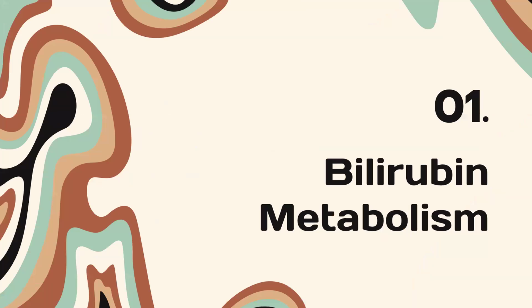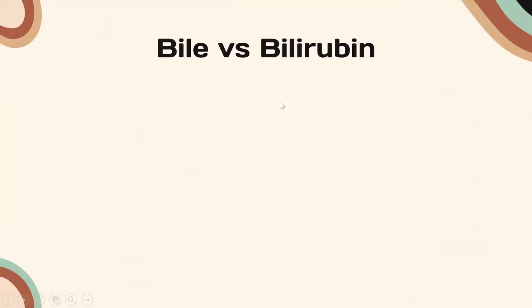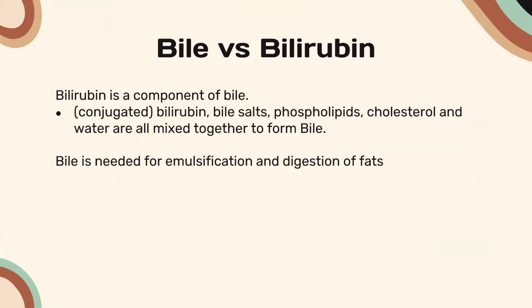So we're going to start off by talking about bilirubin metabolism. It's important to know the difference between bile and bilirubin. Bilirubin is a component of bile. So conjugated bilirubin plus bile salts, phospholipids, cholesterol, and water, they all mix together to form bile. And bile is needed for the emulsification and digestion of fats. So there is a difference between these two molecules, and it's important to understand what that difference is.